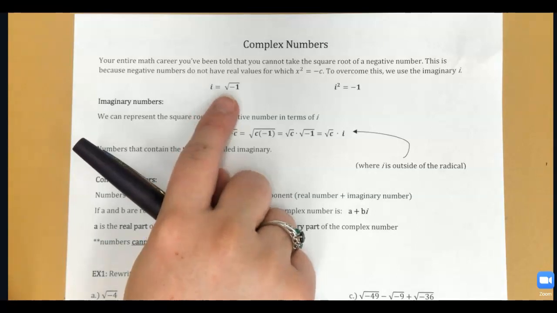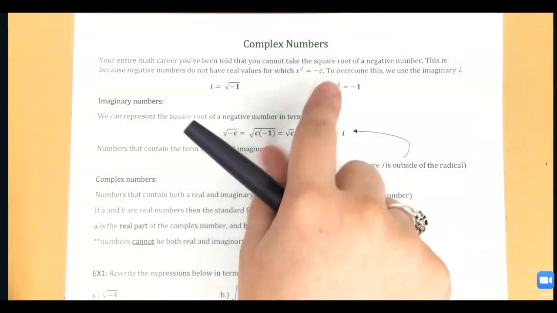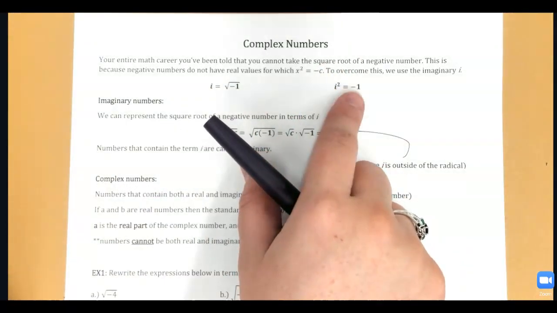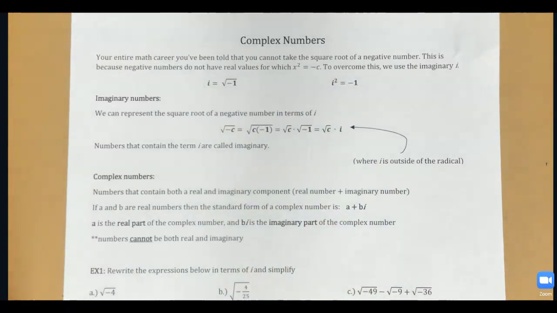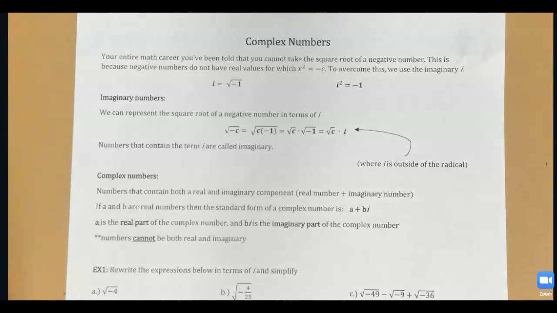Now, because i is the square root of -1, if I square both of these, I get that i squared is -1. This is going to be important when we're doing operations with our imaginary numbers. Now, what is a complex number? A complex number is a number that has a real and imaginary component.